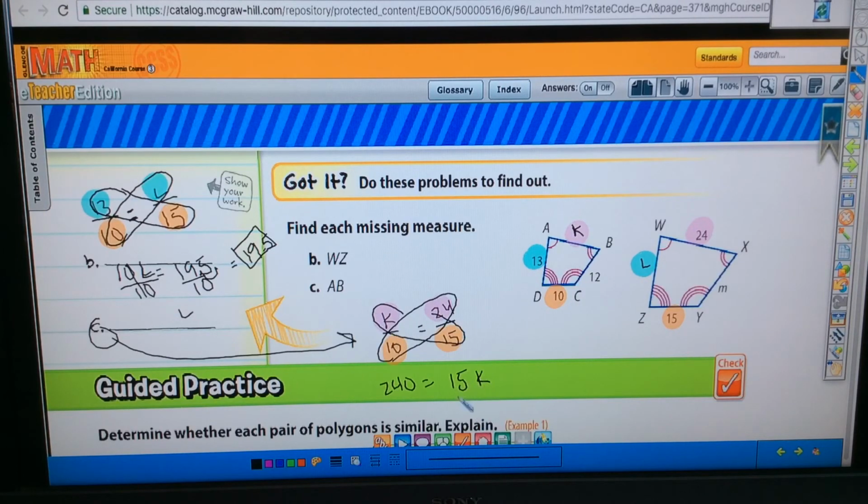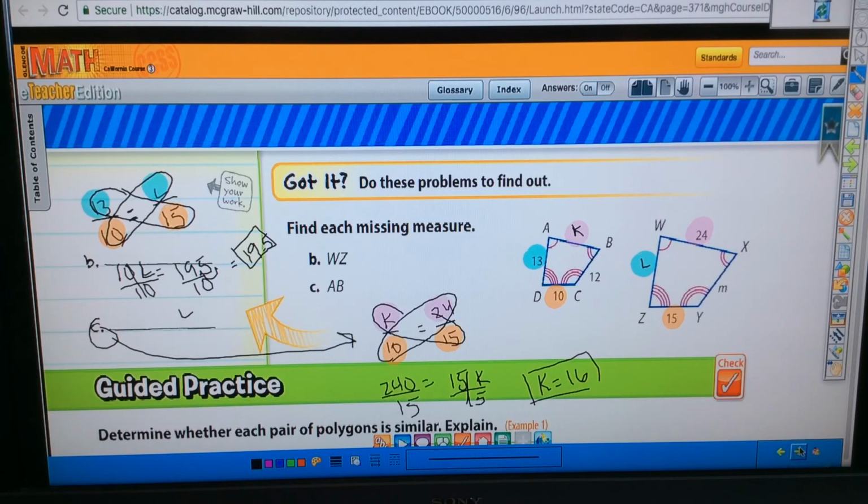Go ahead and undo 15 times K by dividing. All right, so 240 divided by 15. 240 divided by 15 gets us a side length of 16. So K equals 16. Okay, so that's pretty much the name of the game for today.